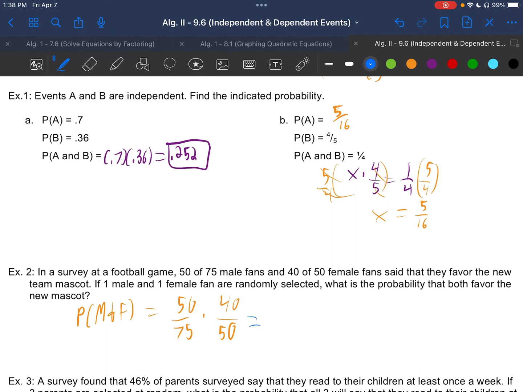So you can reduce and multiply together. So I'm going to reduce 50 and 50 to 1 and 1. And 40 and 75 I'm going to reduce by 5, so 40 becomes 8 and 75 reduced to 15. So we get 8 out of 15. So the probability that both favor the new mascot, if you randomly select a male and a female, is 8 out of 15.